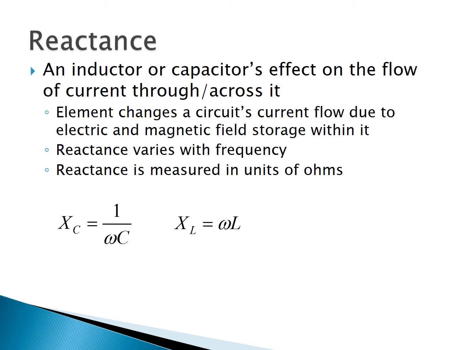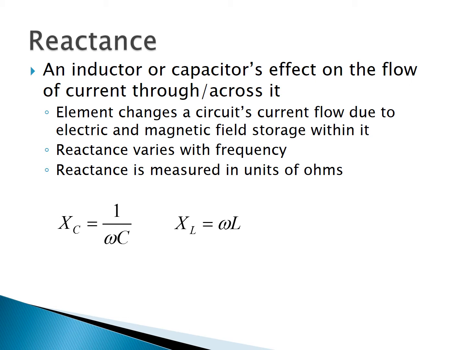So now we'd like to define something called reactance. Basically, a reactance is how a capacitor or an inductor affects current flowing through it. Obviously in an AC circuit, when current flows through a capacitor or through an inductor, there will be some effect on that current, whether it be to slow it down or to speed it up or things like that. So that's what reactance is discussing and allowing us to analyze.